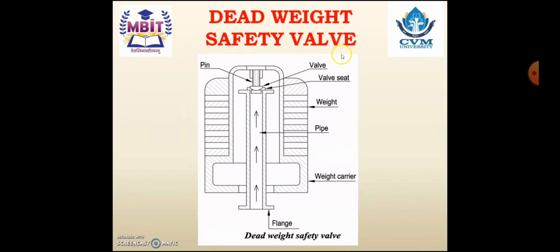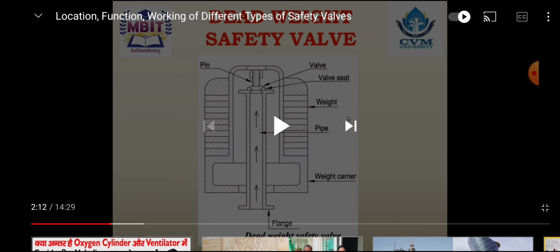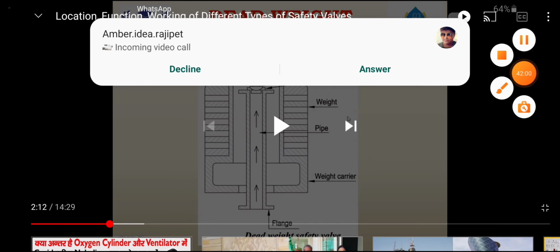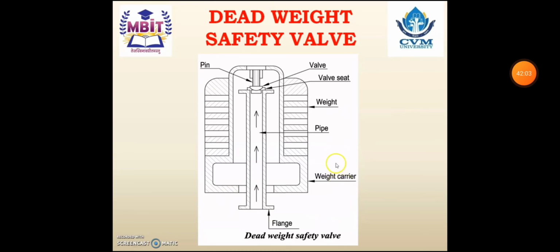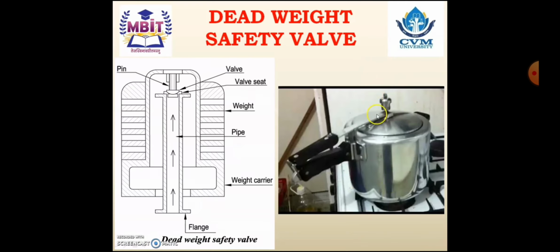Dead weight safety valve. This is the sketch for the dead weight safety valve. You may already have one at your home. Yes, the whistle on a pressure cooker is one example of the dead weight safety valve.